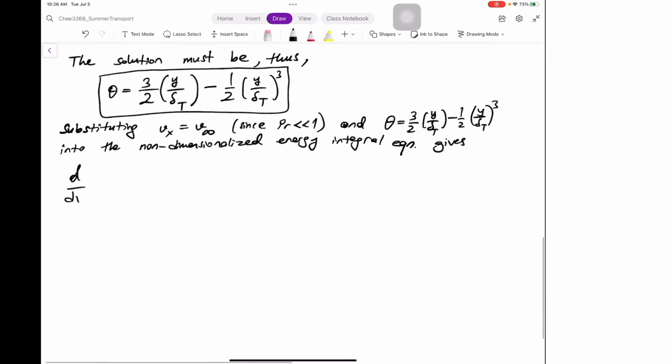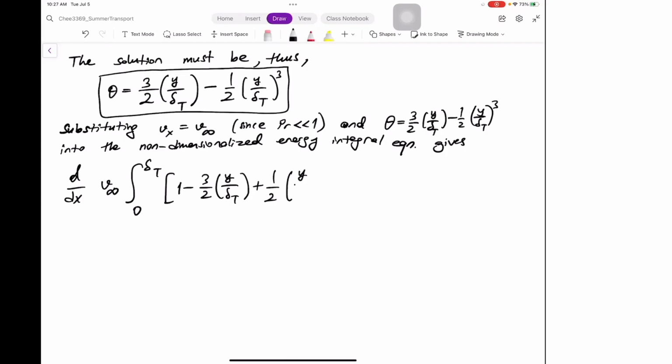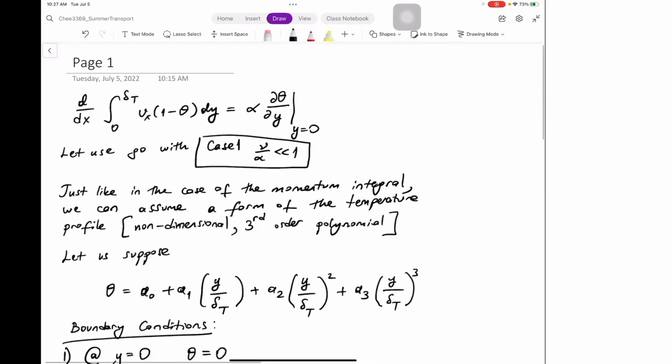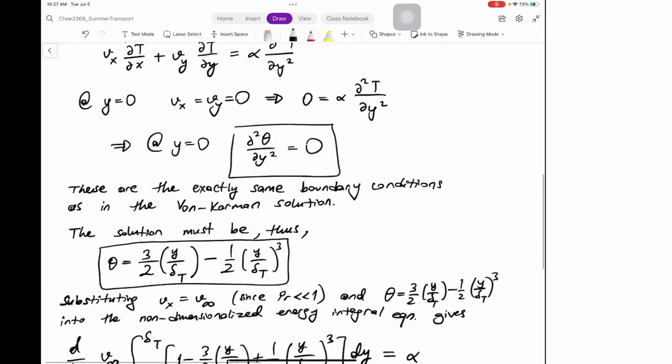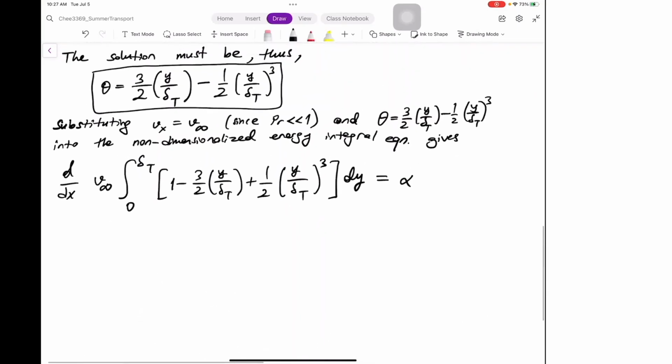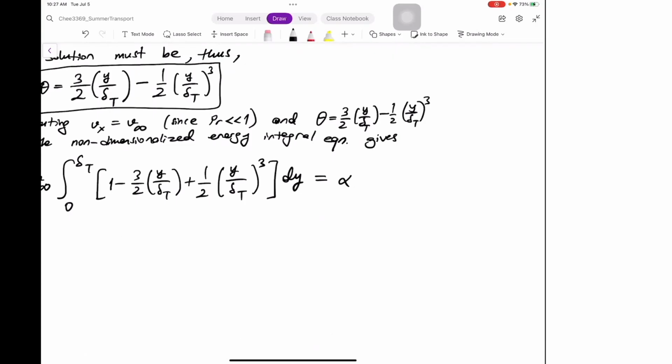You have d over dx of V infinity, which you can take out of the integral, from 0 to delta t, of 1 minus theta, that is, 1 minus 3 over 2 y over delta t plus 1/2 y over delta t cubed, dy, is equal to, on the right hand side, alpha times del theta over del y at y equal to 0. So basically, it's just going to be the constant term.